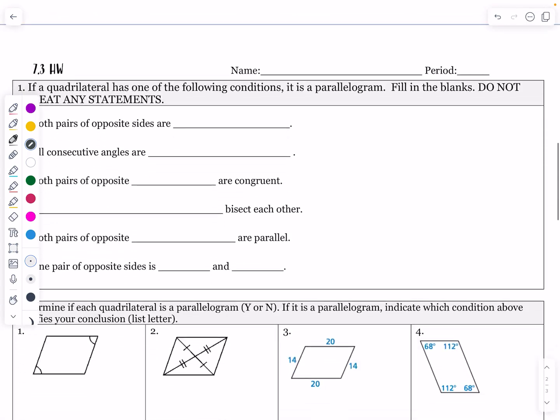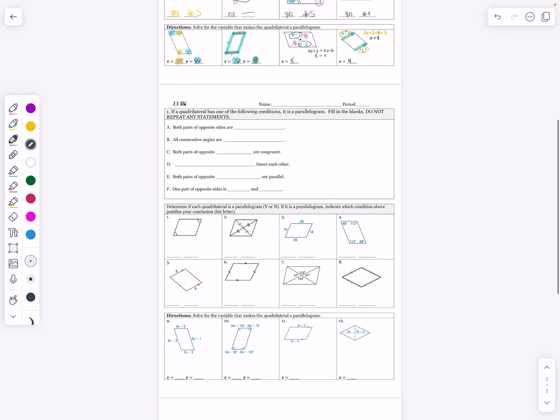Okay, so on the back is your homework. We've got some practice problems, and we will check that tomorrow.